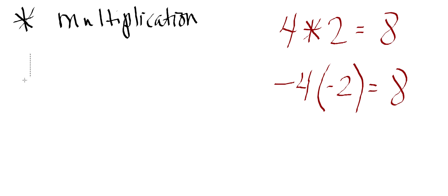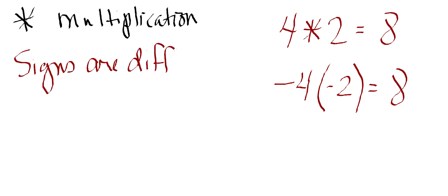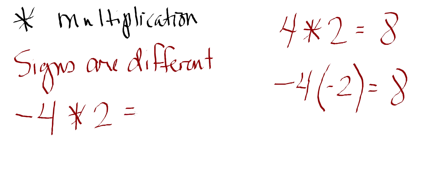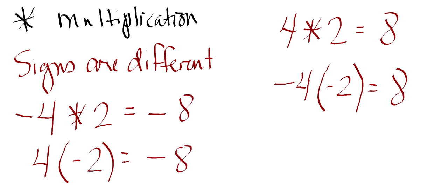So when my signs are different, okay, so negative 4 times positive 2, or I could have 4 times negative 2. In each of these examples, one of my numbers is positive and one is negative. When my signs are different, my answer is negative. So this would be negative 8, and this one also would be negative 8.